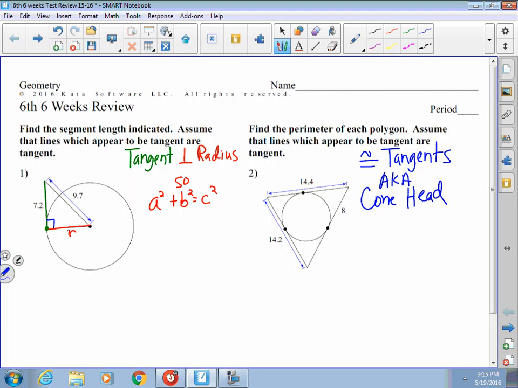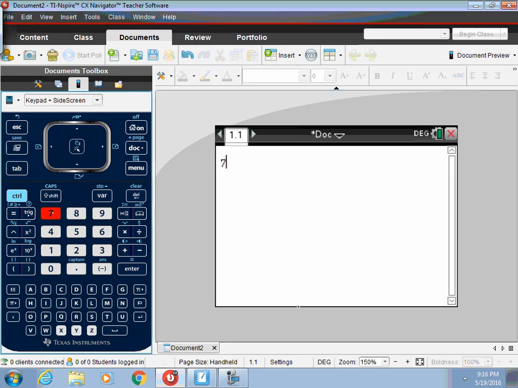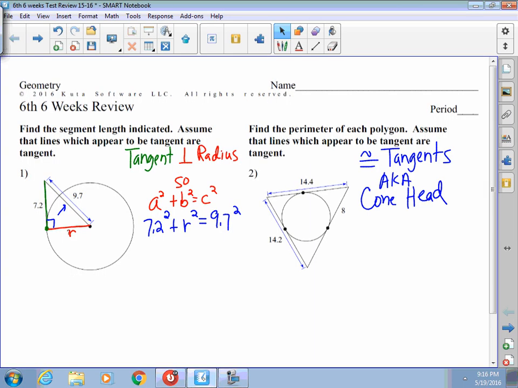So from here, we should just be plugging in our a's and our b's. We can have 7.2 squared plus our radius squared is equal to our hypotenuse, which is always opposite the right angle, 9.7 squared. And we're going to actually take the square of decimals. If you're not too sure, we just literally type in the 7.2. The square button is over here by this 4 button, and then we hit enter. We're going to put the whole decimal down. We're not going to round it.